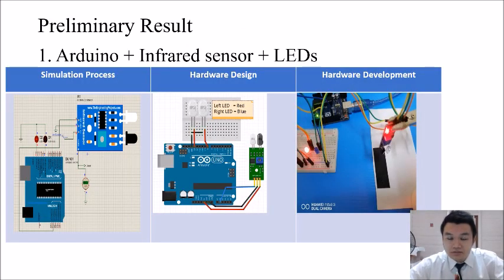In the preliminary results of my project, several tests were carried out. The first one uses the Arduino interface with an infrared sensor and LEDs. The figures are shown in the table below, where the simulation process, hardware design, and hardware development are carried out. In the hardware development, the test examines the effect of the IR sensor when the black line is detected and when the white line or white surface is detected.